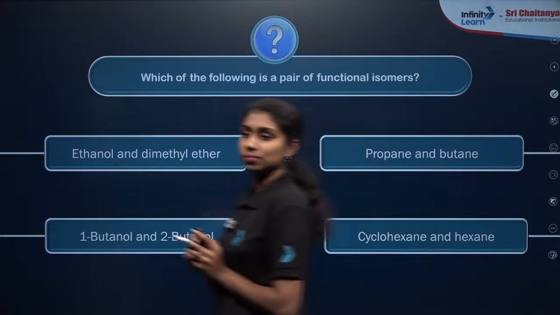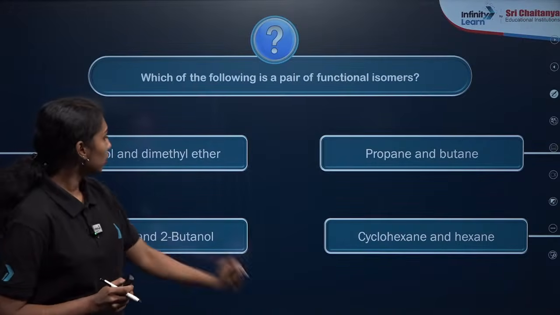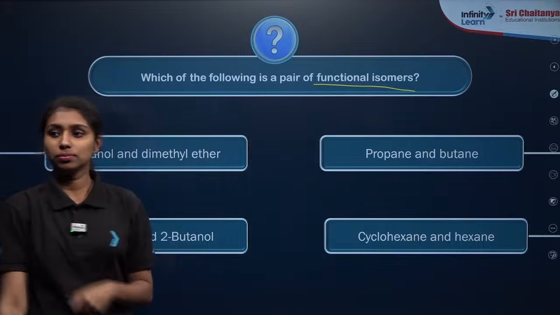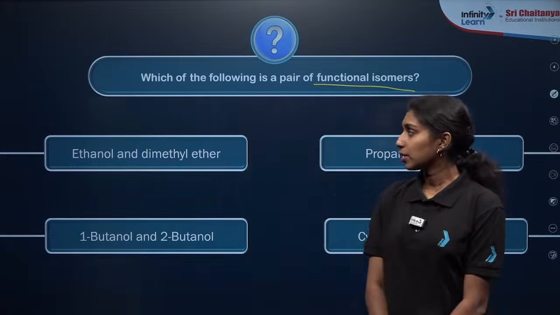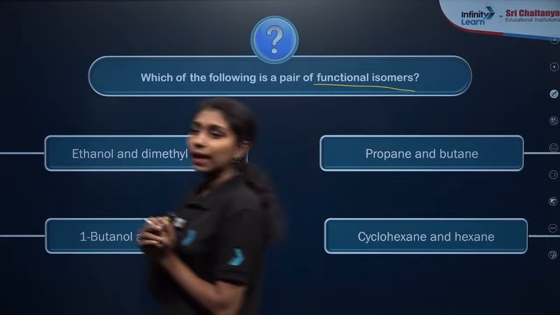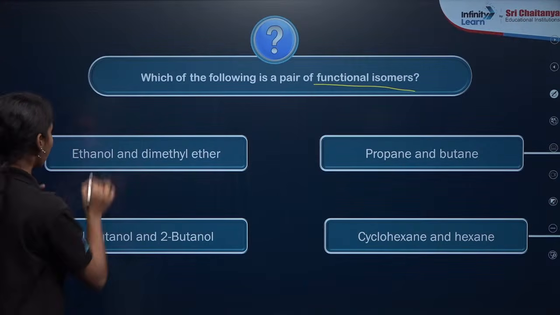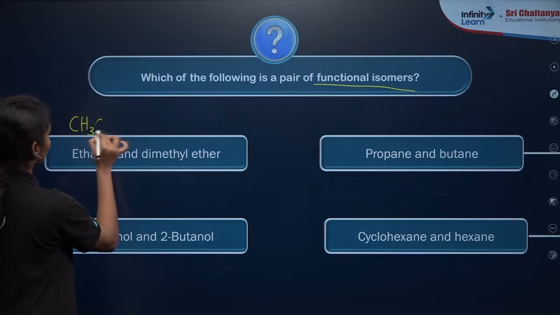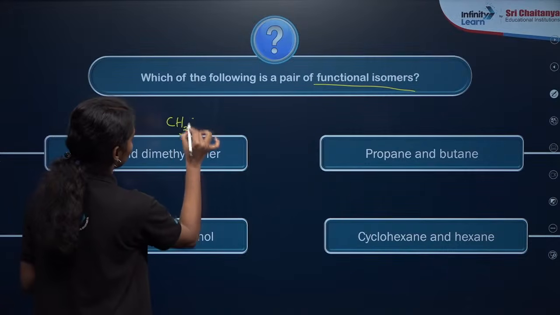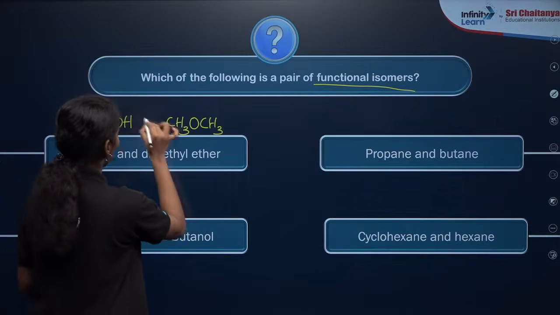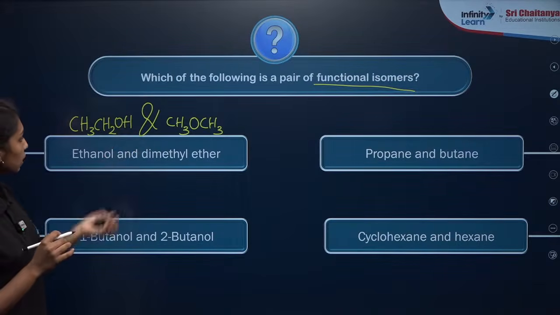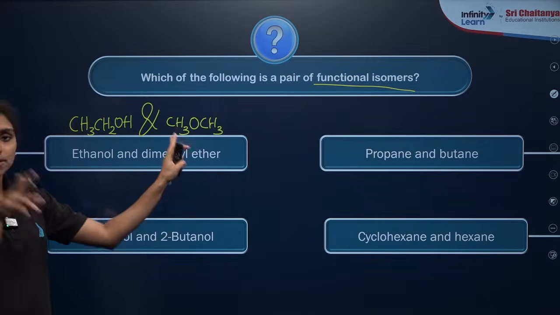So, please give me the answer for this question. Okay, this is the same question I gave in the first slide itself in the case of functional isomerism. So, ethanol and dimethyl ether, right? Ethanol and dimethyl ether. So these are the two compounds. Ethanol contains a hydroxy compound as a functional group, and in the case of ether, it has oxygen as the functional group.